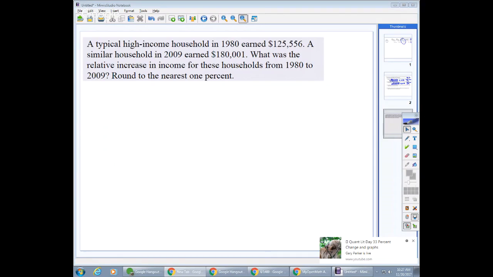All right, anybody have what they think the percent is? Not 69. Nope. 43. 43 is correct. So let's look at it a couple of different ways.